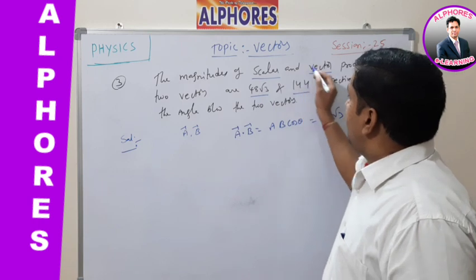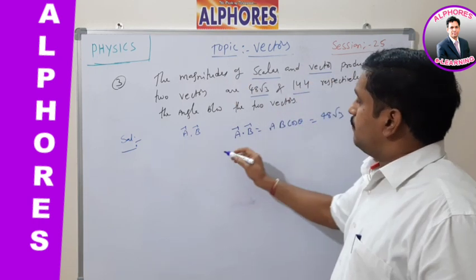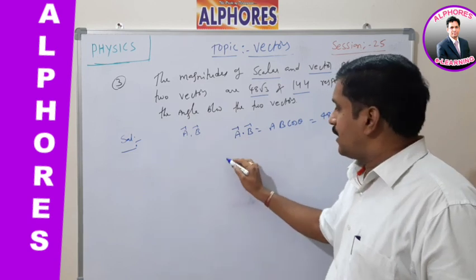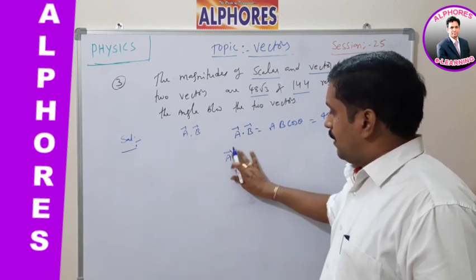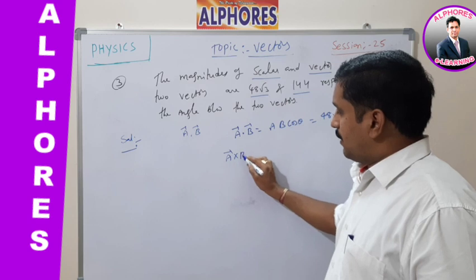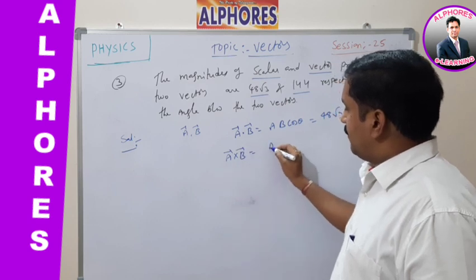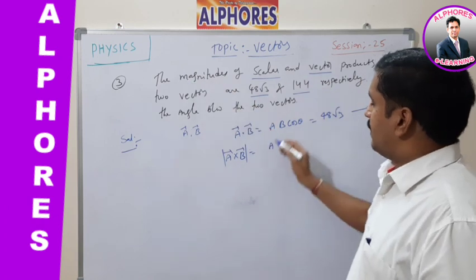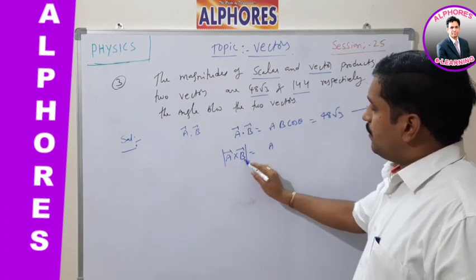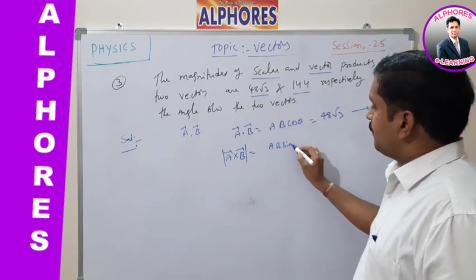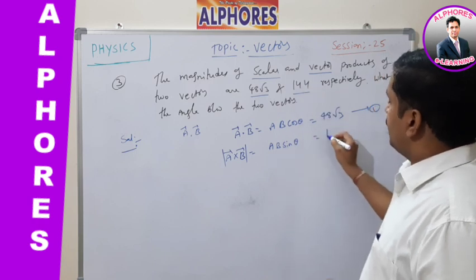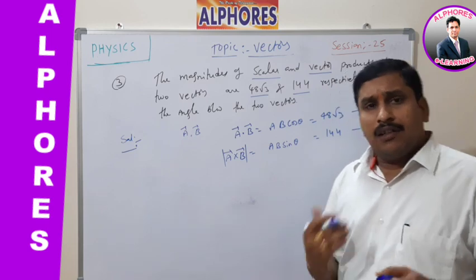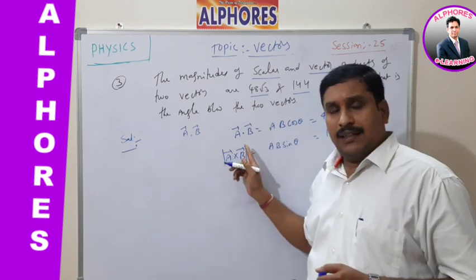Now, what is the magnitude of the vector product? What is the angle between the two vectors, theta? Then what is the vector product definition as per this concept? The cross product between these two vectors, the magnitude of A bar cross B bar, is equal to AB sin theta, which is equal to how much given? 144. Equation number 2.